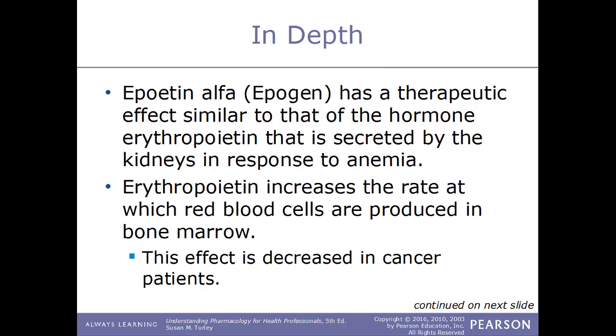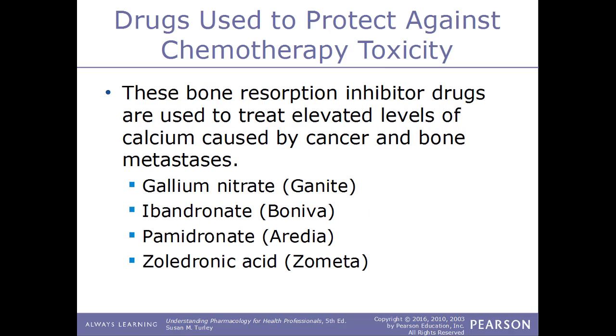Erythropoietin increases the rate at which red blood cells are produced in the bone marrow, and this effect will be decreased in cancer patients. Now, some drugs are bone resorption inhibitor drugs, and they're used to treat elevated levels of calcium that's caused by cancer or by bone metastases. Some examples of this kind of drug would be gallium nitrate, also known by the brand name Ganite, ibandronate, also known by the brand name Boniva, pamidronate, known by the brand name Aredia, and zoledronic acid, also known by the trade name Zometa.